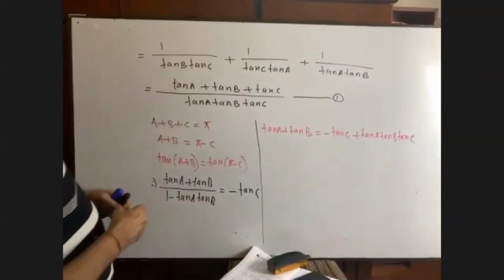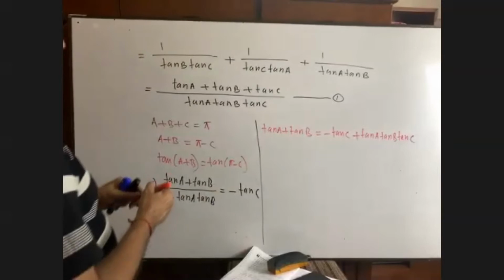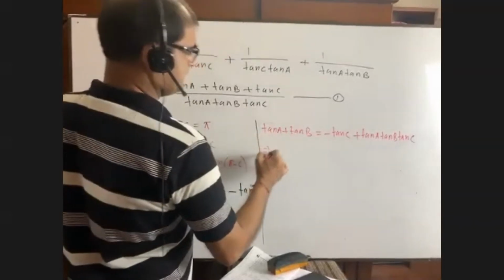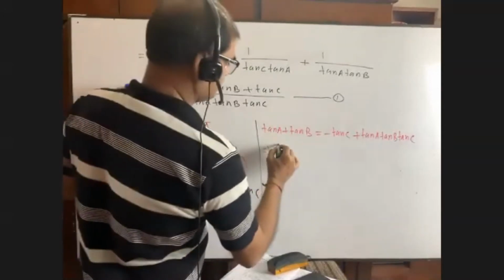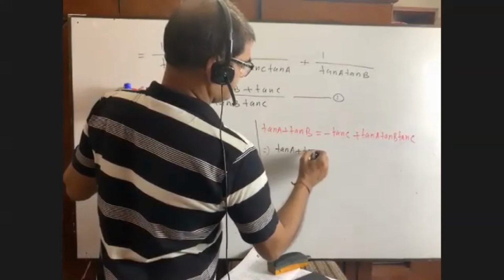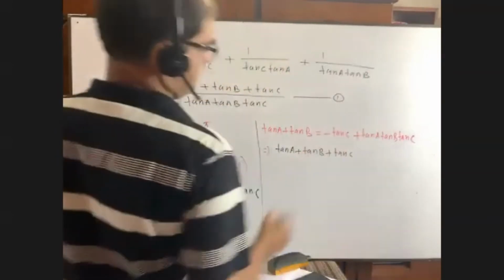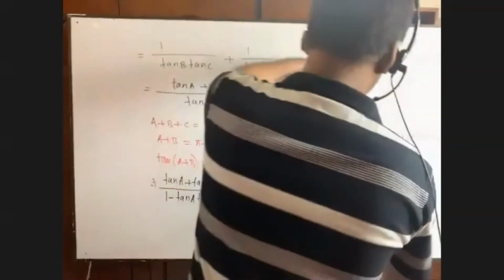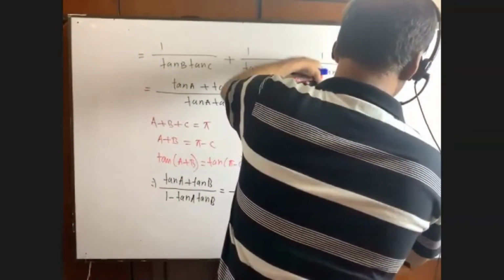Now what should we do? We can put this value, okay? You see, you can take this plus tan C to the left hand side, then we are left with tan A plus tan B plus tan C is equal to tan A tan B tan C.